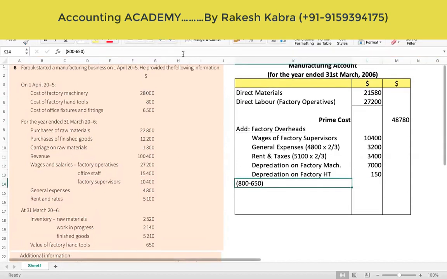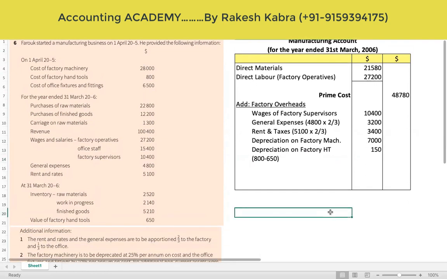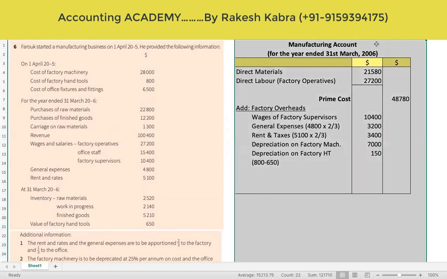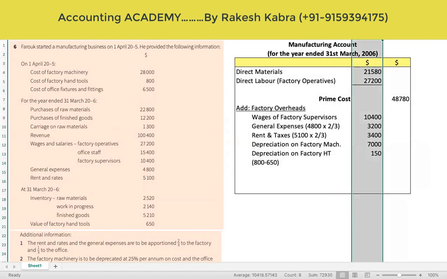So which method are we following? Revaluation method of depreciation. Opening value 800, closing value 650. So whatever reduction is there in the value, that is depreciation. I hope that is clear. Okay.